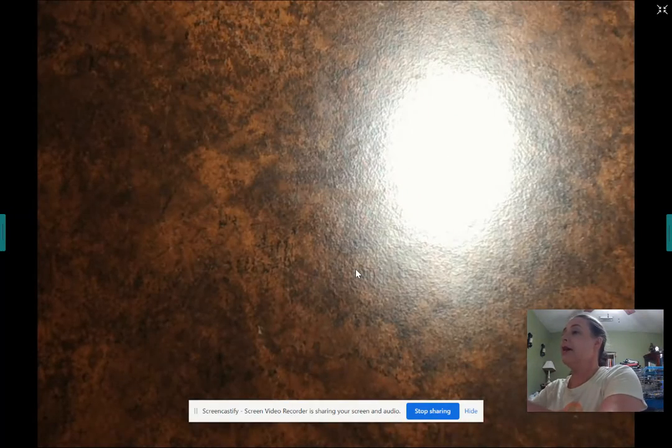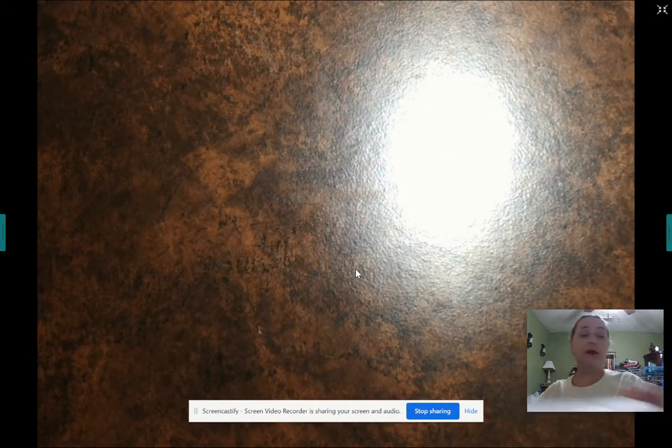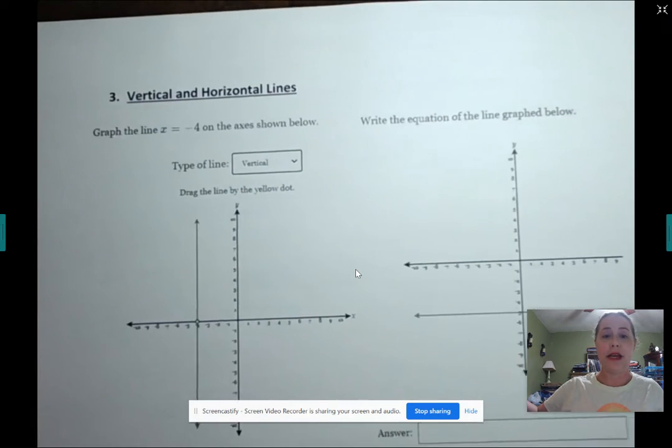All right, we're done with the first page. Now we're going to move on to vertical and horizontal lines.